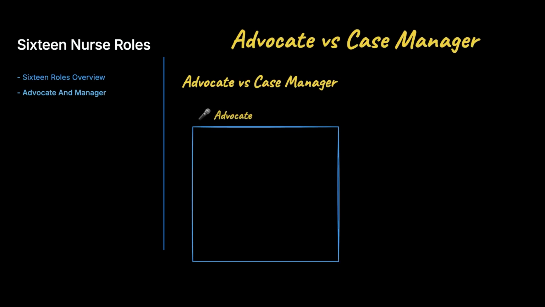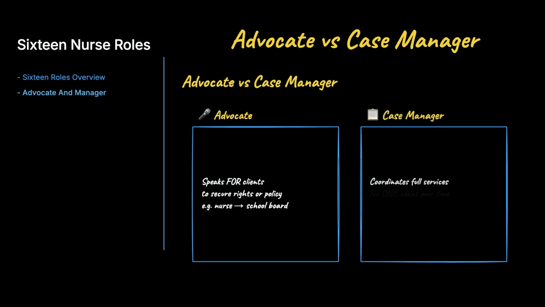Start with 2 roles students confuse: advocate and case manager. An advocate speaks or acts on behalf of clients to secure rights, services, or policy, like a nurse testifying before the school board for an asthma policy. A case manager instead coordinates a full set of services for one client over time, arranging therapy, equipment, and follow-up.